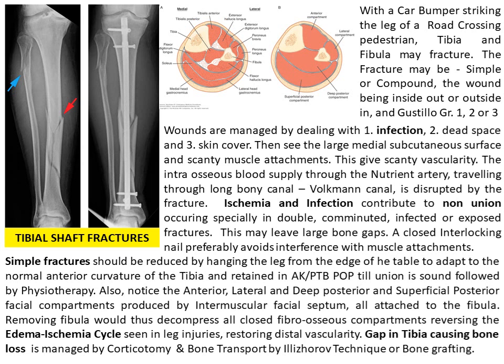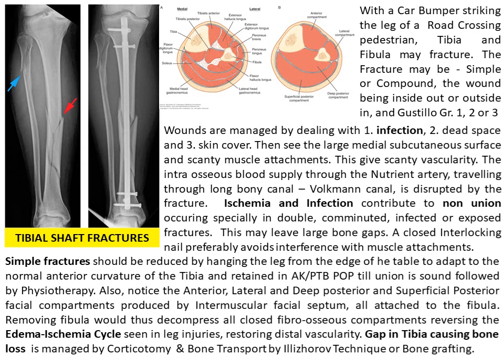Simple fractures should be reduced by hanging the leg from the edge of the table to adapt to the normal anterior curvature of the tibia, and then they are retained in an above knee POP which prevents rotation, and when the union has become sticky, then the POP can be a patellar tendon bearing POP till the union is sound. Then you give physiotherapy.